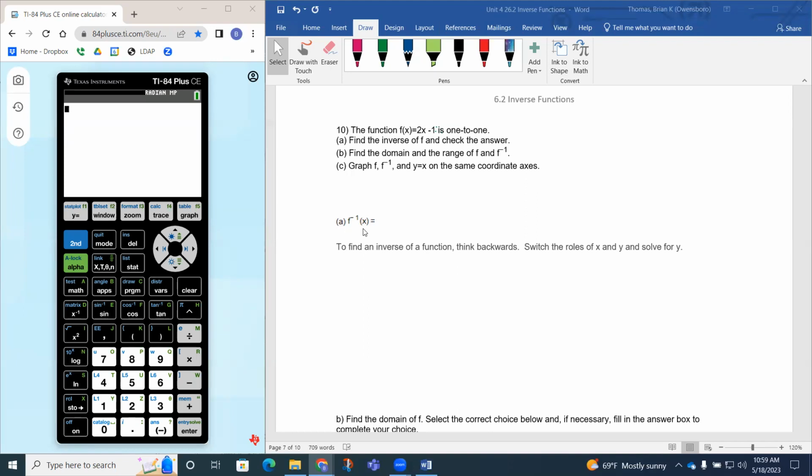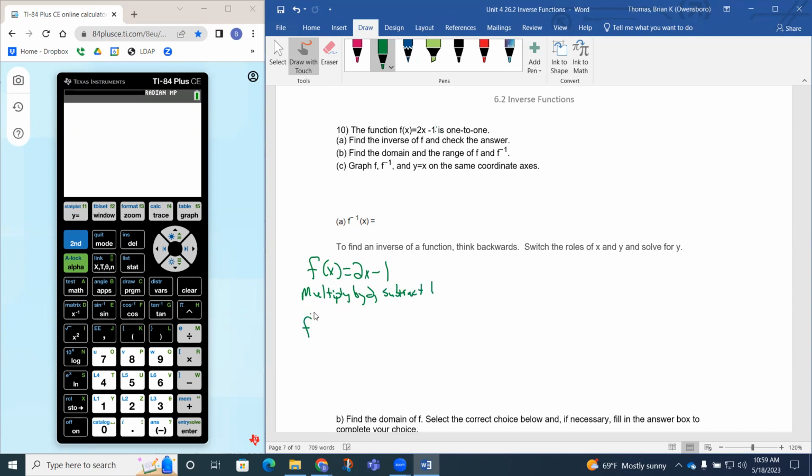So to find the inverse of the function, again we have f of x equals 2x minus 1. Notice that the first thing we're doing is we're multiplying by 2, and then we're subtracting 1. So the inverse function should do the opposite. It should add 1 and then divide by 2. So that's what the inverse should look like. And if I divide both pieces by 2, it'd be 1/2 x plus 1/2. So notice how it's actually a linear function as well.